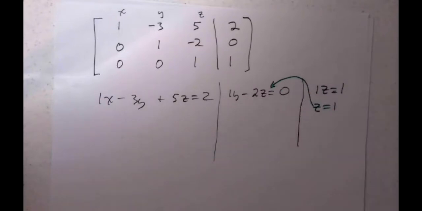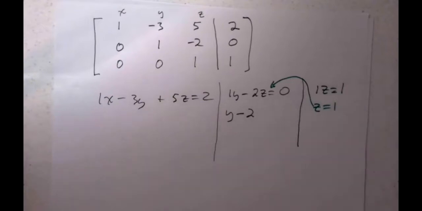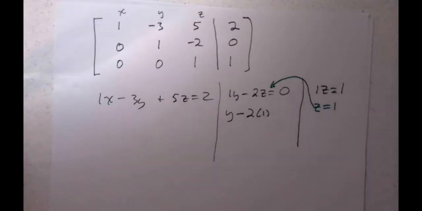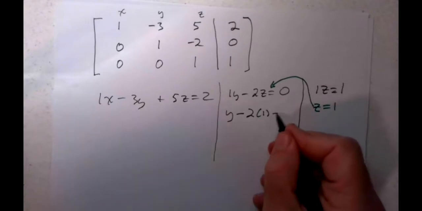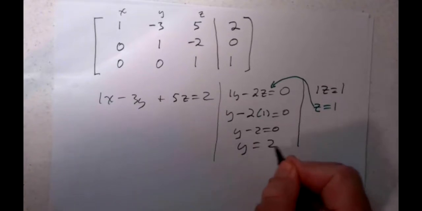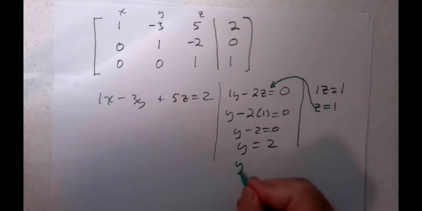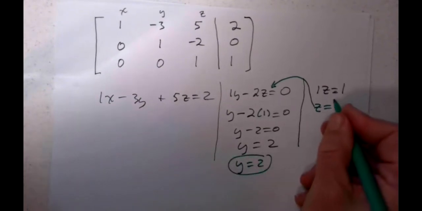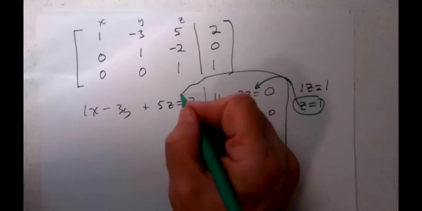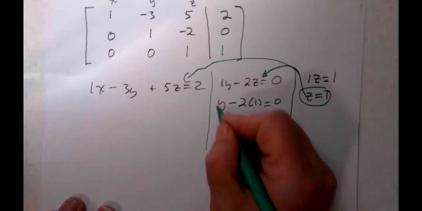So I get 1y minus 2 times, what is z? Z is now 1. So I get y minus 2 times 1 equals 0. I get y minus 2 equals 0. I get y equals 2. So we have our y equals 2, and we have our z equals 1, and those are going to get shoved in over here. So z equals 1 will be shoved in for that z, and y equals 2 will be shoved in for that y.